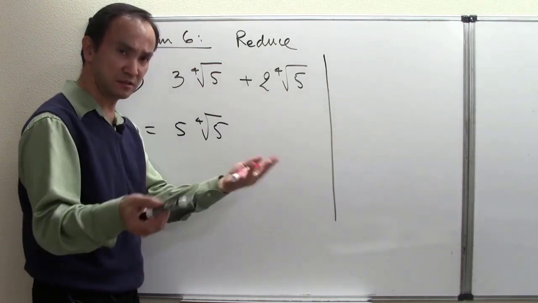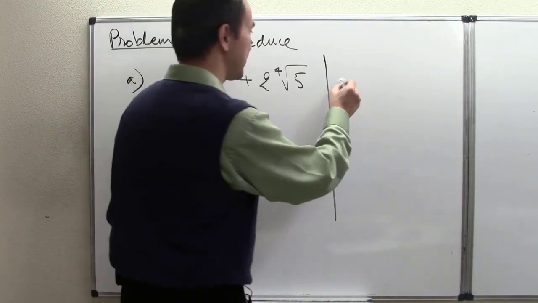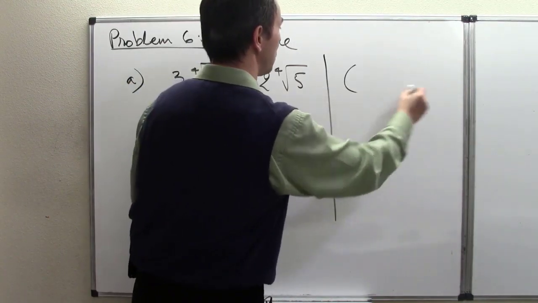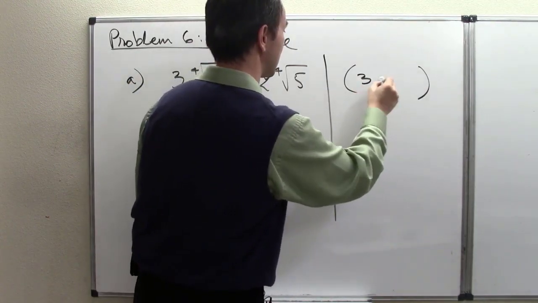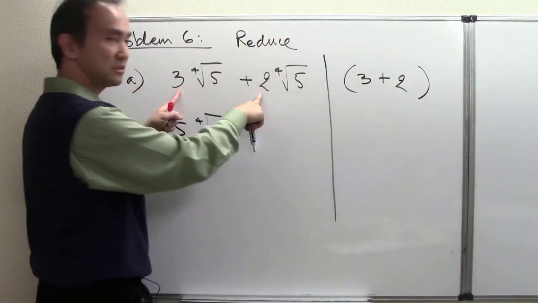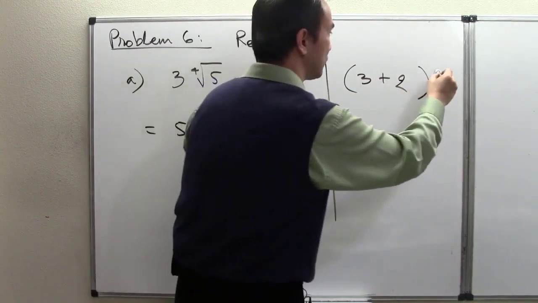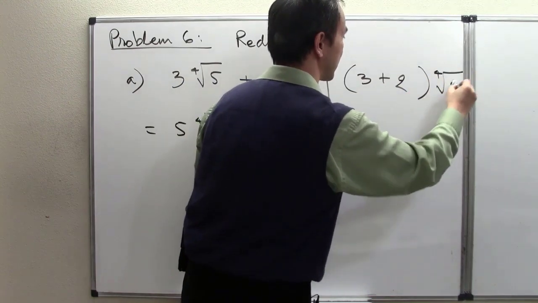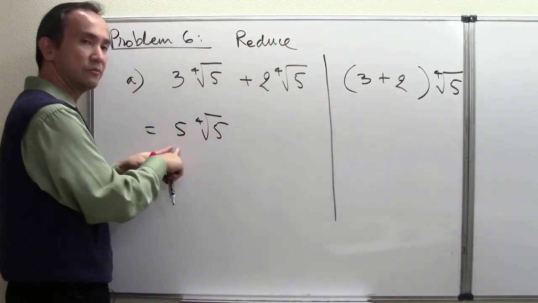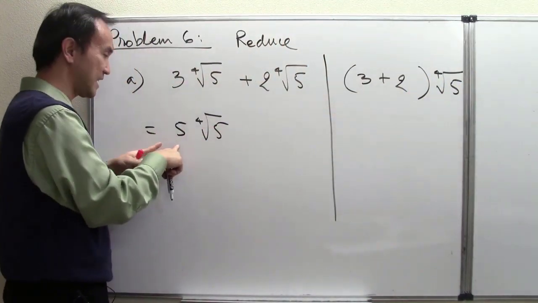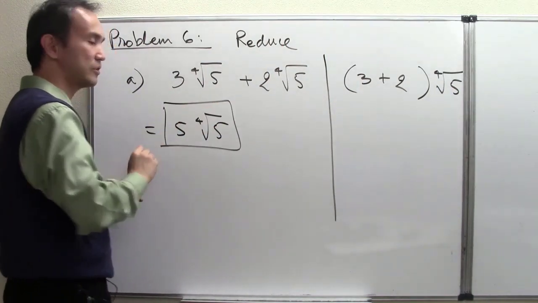And so according to the distributive law, we can rewrite that here in parentheses, we can add the 3 and the 2 together, these coefficients. And we multiply with that common factor, fourth root of 5. And 3 plus 2 results in 5 here. That's how we ended up with 5 fourth root of 5 here.